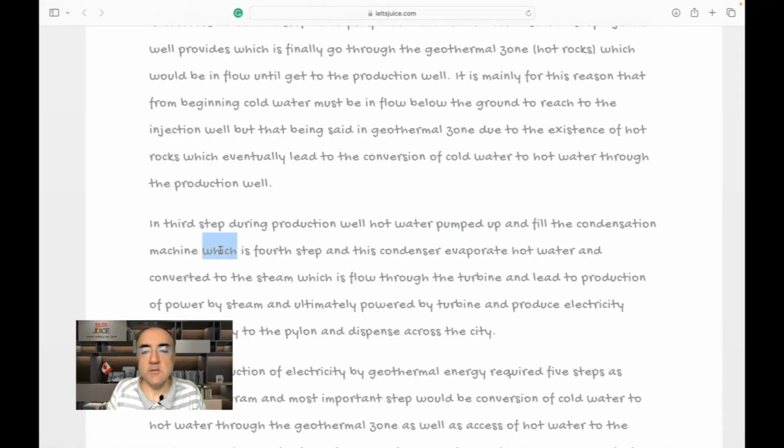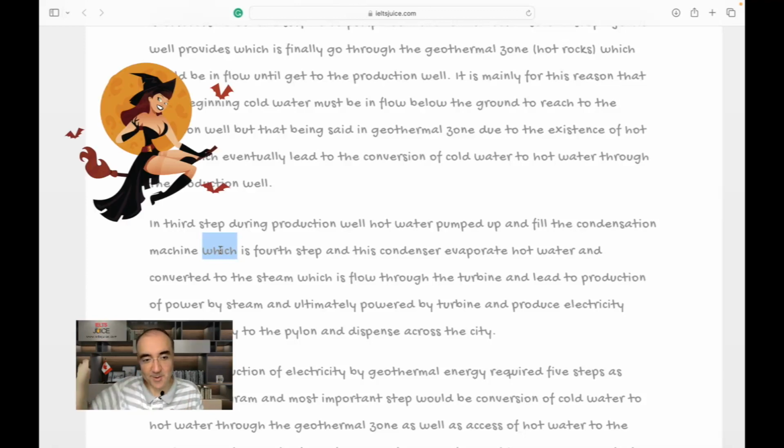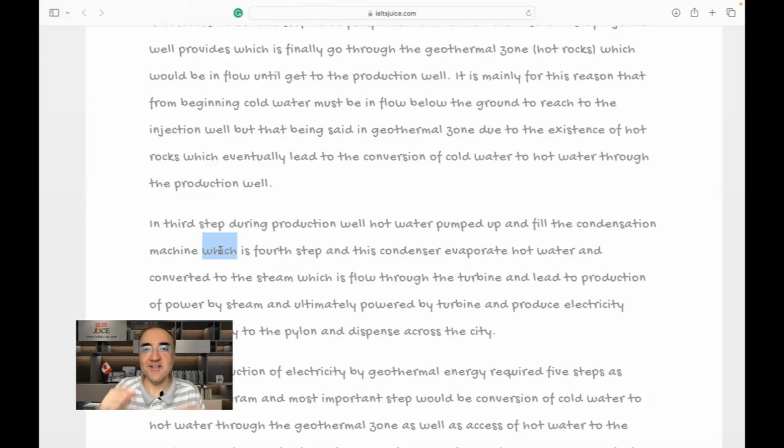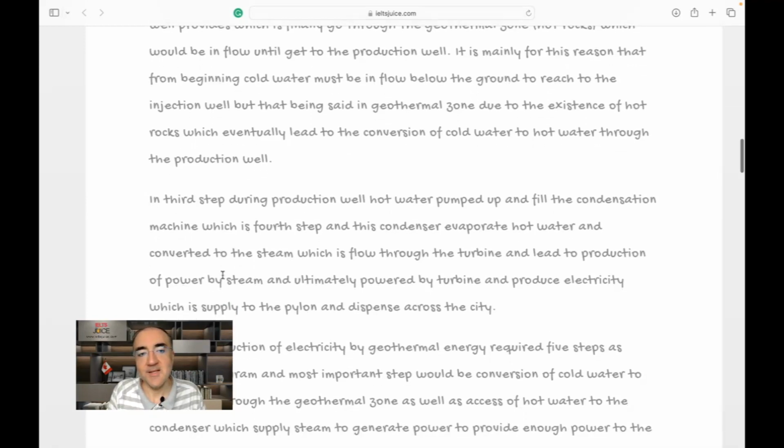Which, oh God, you see, can you see the number of times I see which? It's like which. A lot of witches with a pointy hat and I don't know, a broom saying abracadabra. No, but that's not accurate use of which. In the fourth step, and this condenser, like this condenser, not other condensers, this particular one.